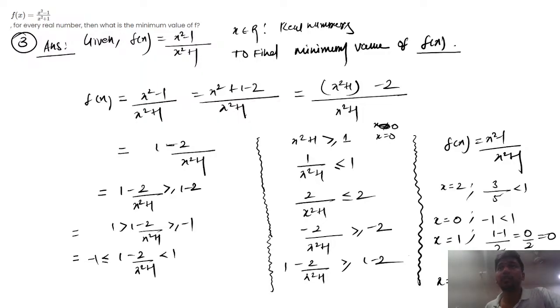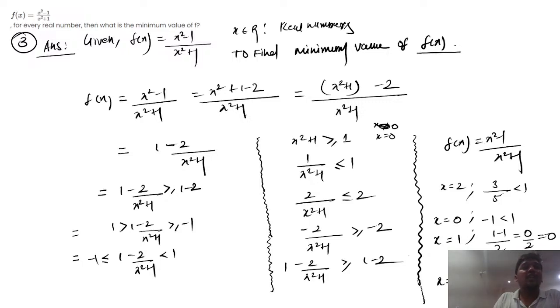Now suppose we have taken minus 2 or minus 3. So what do we get? 9 minus 1 over 9 plus 1, which is 8 by 10. Again less than 1. Here we also get the value less than 1.